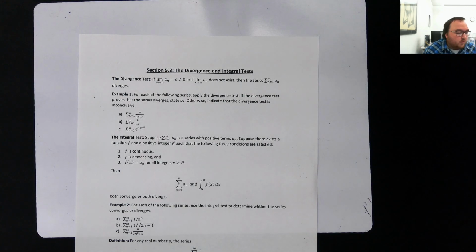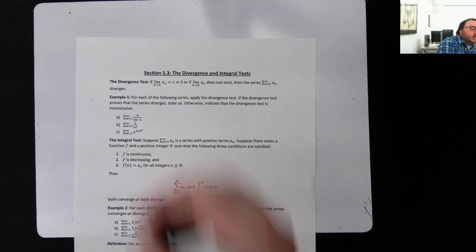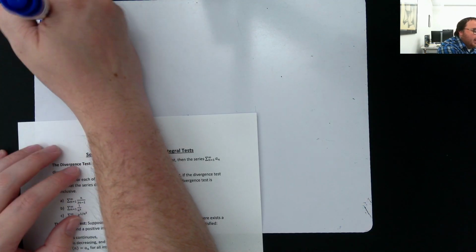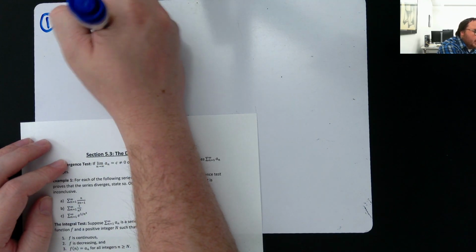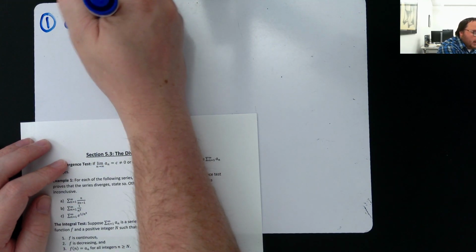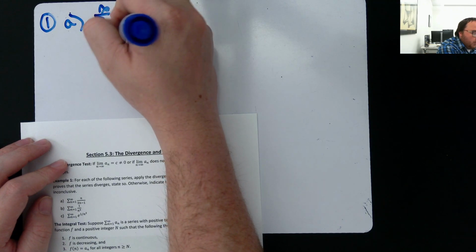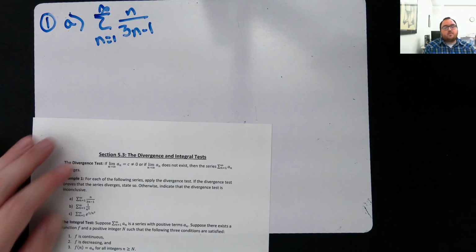So, example number 1: for each of the following, apply the divergence test. If the divergence test proves that it diverges, state that. But if not, then it is inconclusive. So, example 1a is the sum from n equals 1 to infinity of n over 3n minus 1.